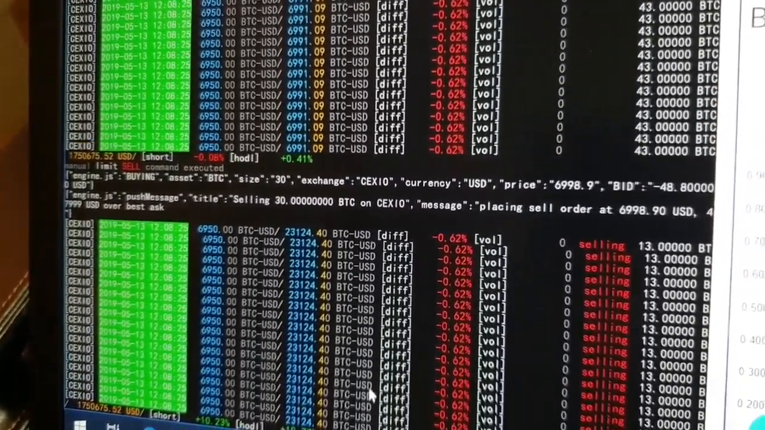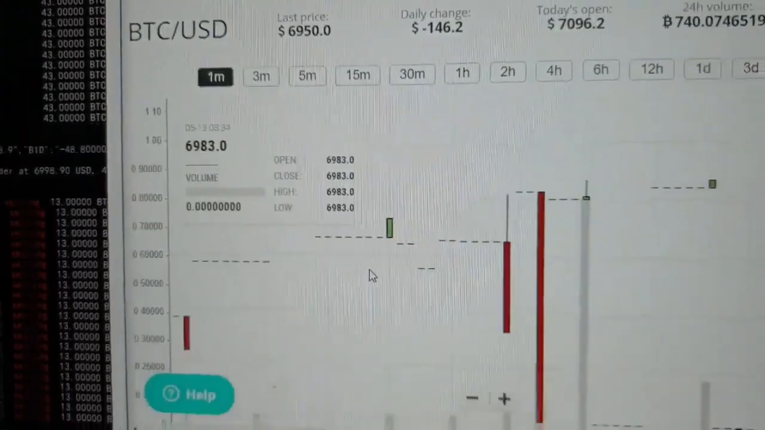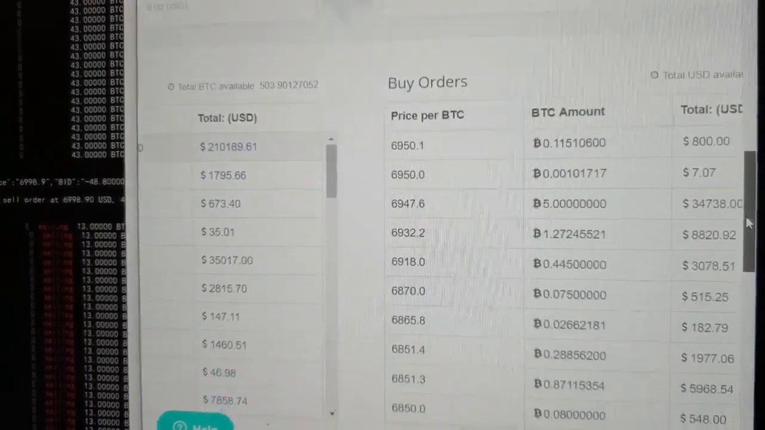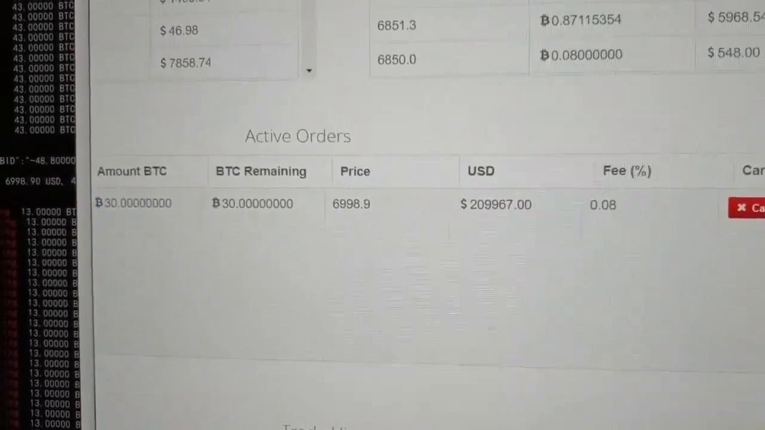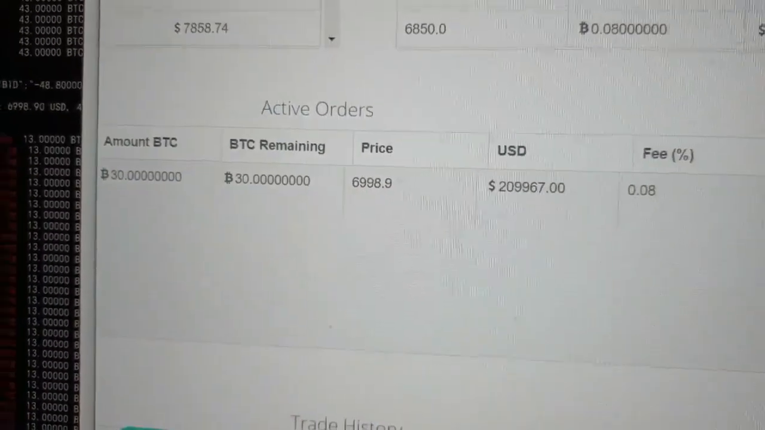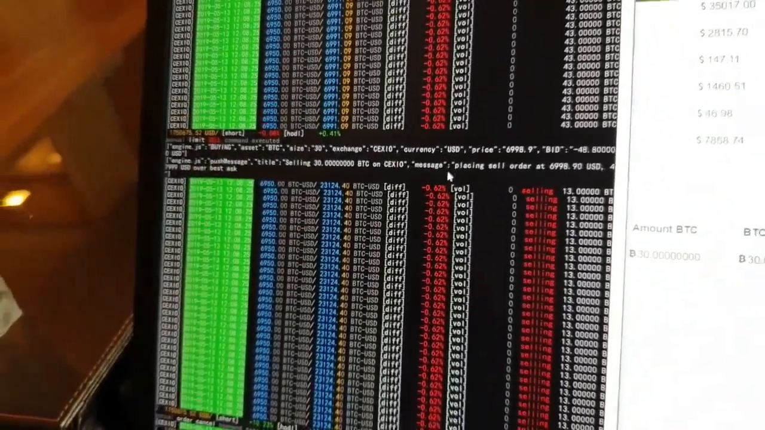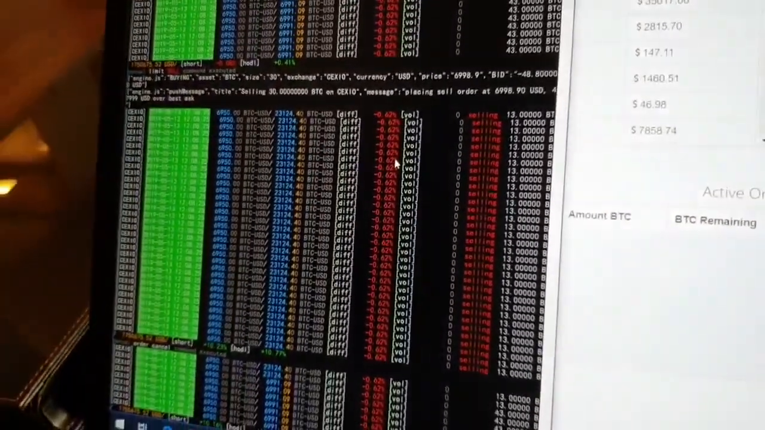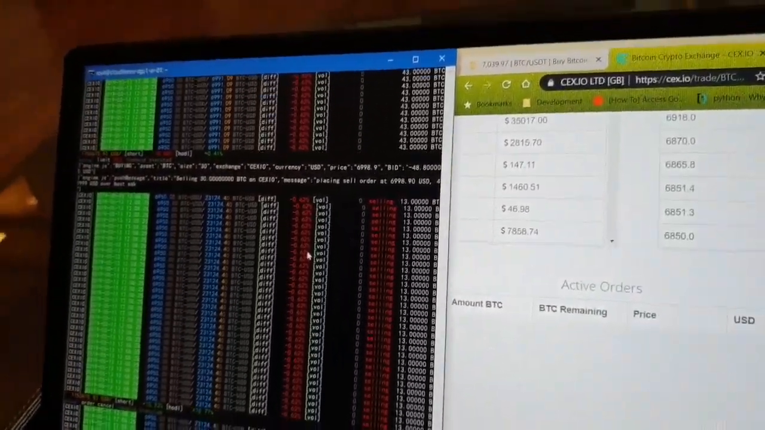It's trying to sell 30, and let's look at the order book on CEX. It's trying to sell 30 BTCs. Let's see if I cancel it from here. You see the active order is gone. You actually pushed a button here. Yes, but normally this will be going by itself.